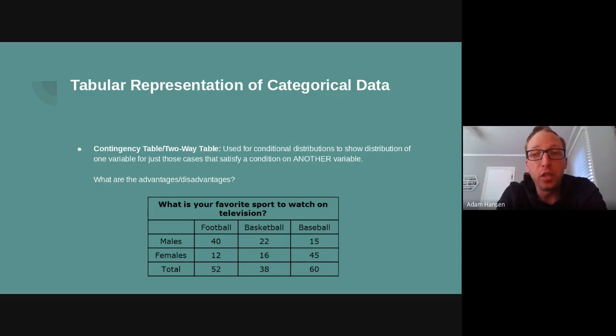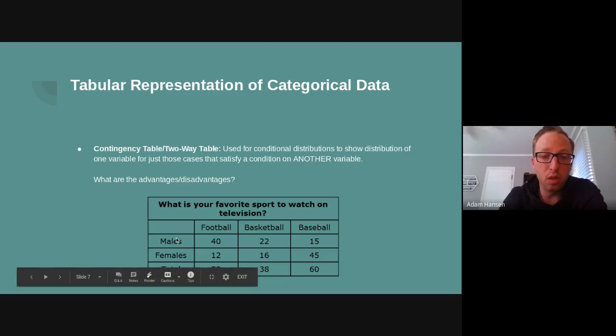Another tabular representation of categorical data can be done with a contingency table, otherwise known as a two-way table. A two-way table can display the interrelationship for 2 different categorical variables. It is used for conditional distributions to show the distribution of one variable for just those cases that satisfy a condition on another variable.